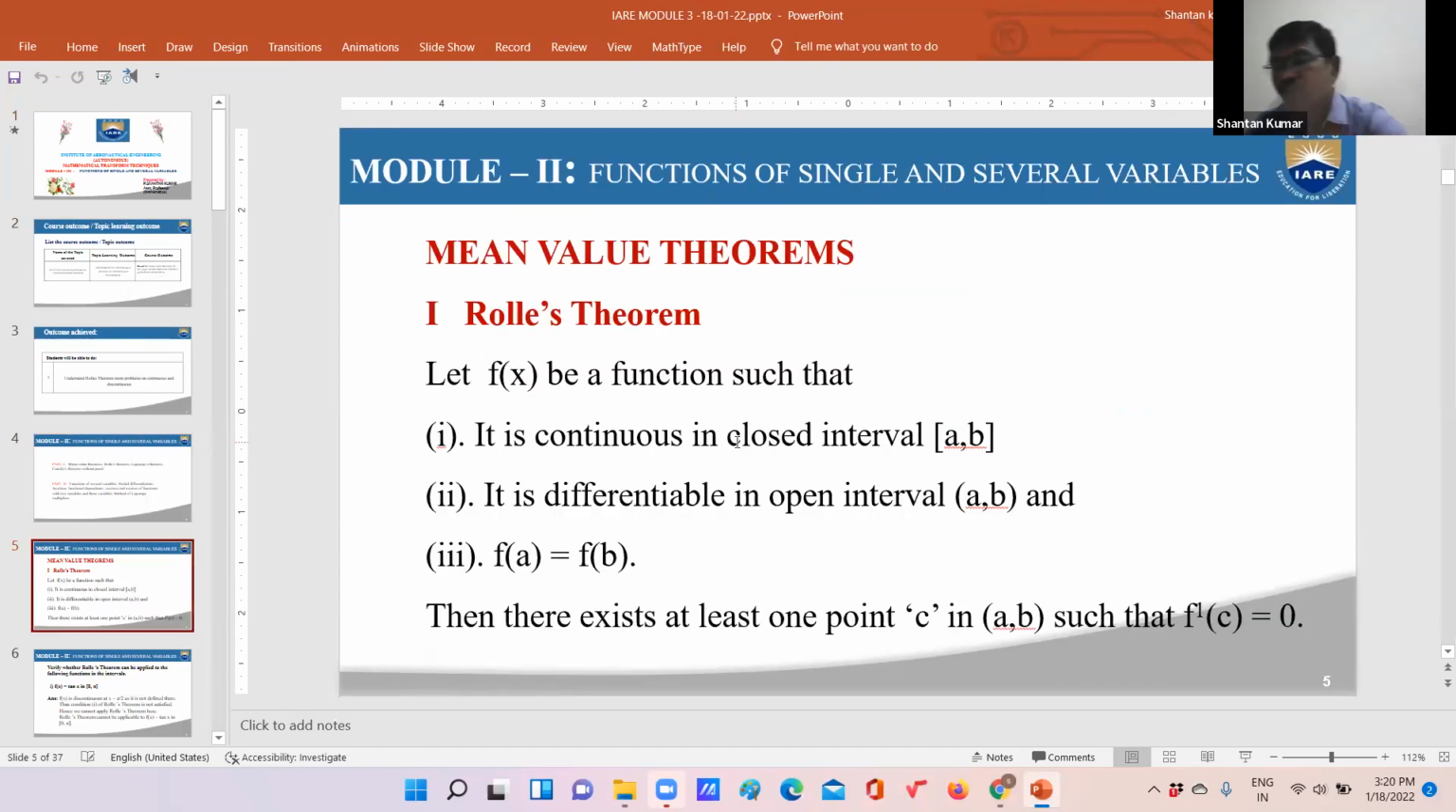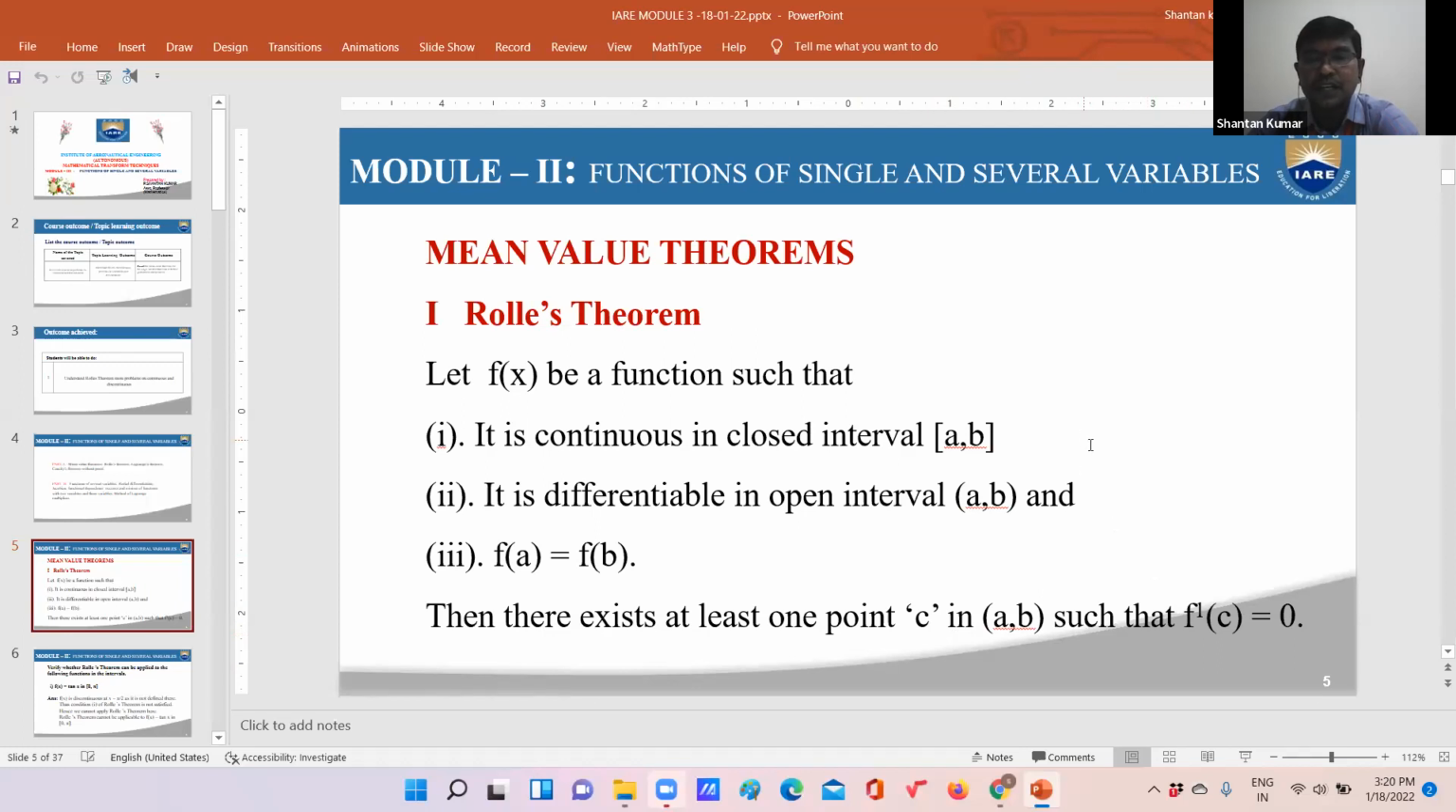See, once again, what are the conditions for Rolle's theorem? Let f of x be a function such that f is continuous in the closed interval a comma b, second, differentiable in the open interval a comma b, and also f of a is equal to f of b. That means if all three conditions are satisfied, then there exists at least one point c in a comma b such that f dash of c is equal to 0.